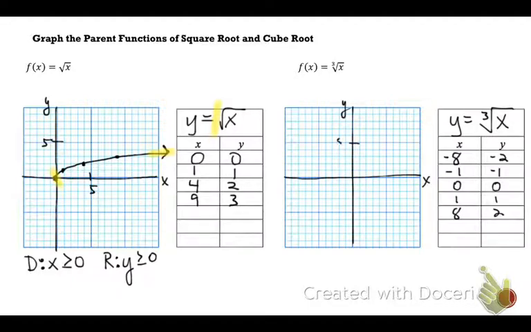And then we'll start with our point negative 8, negative 2. So from the origin, I go over negative 8 and then down 2. From the origin, I go over negative 1 and down 1, stay at 0, 0, over 1 and up 1, and then over 8 and up 2.